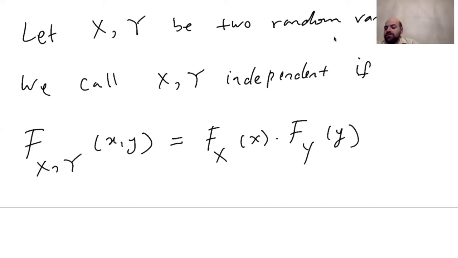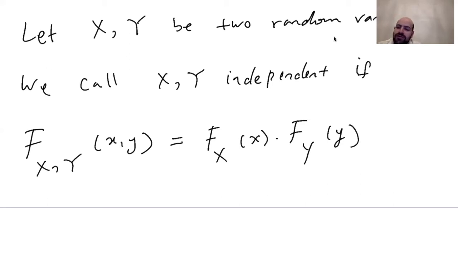I remember when I was an undergraduate student, I was confused, because when you hear about independence, normally we think of probability of A intersection B equals probability of A times probability of B, right? But that is the definition of independence of two events. Here, this one is the definition of independence of two random variables. So two random variables are independent if capital F of x and y is equal to capital F_X of x times F_Y of y.